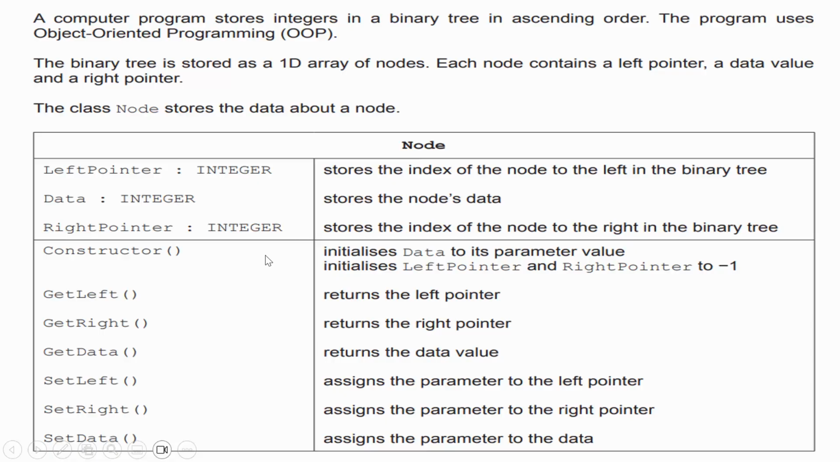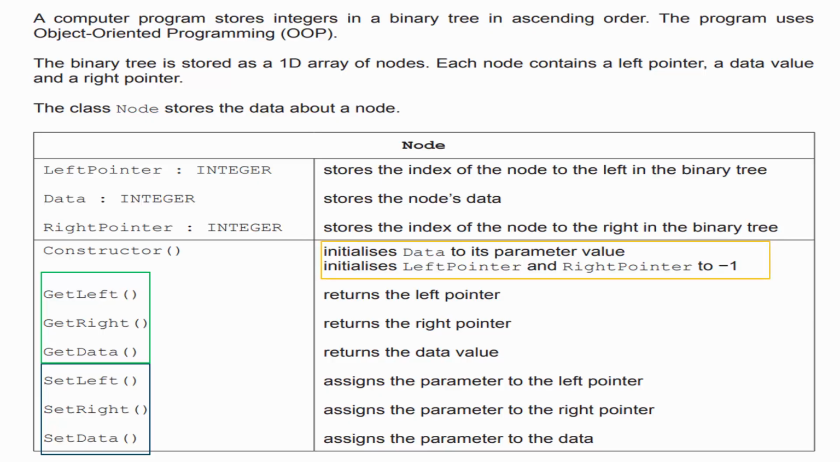We have the constructor, we have our get methods, and when we have get methods, we also have set methods. These are going to be tied together. Set methods assign the pointer and the data. Your get methods are going to return that pointer and the data, and then our constructor initializes data to its parameter value. And then left pointer and right pointer are going to be -1. We can set that directly in the constructor. That doesn't need to be a parameter.